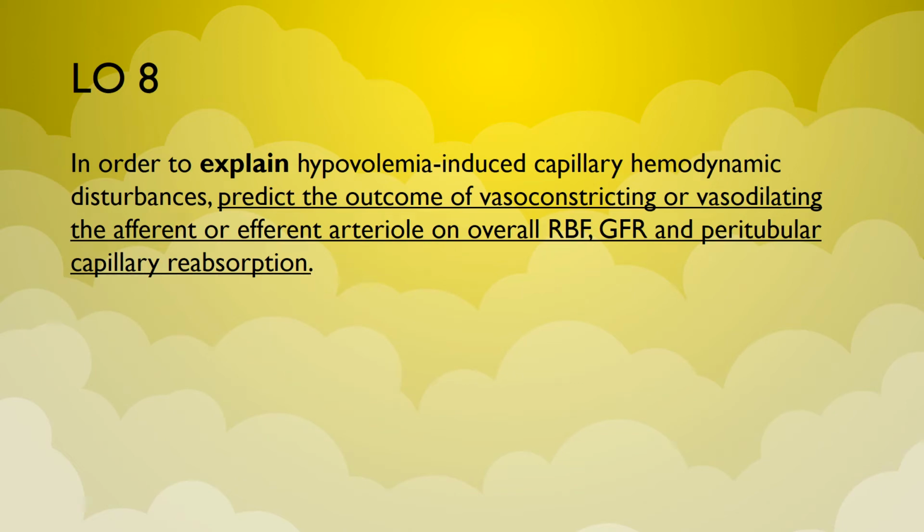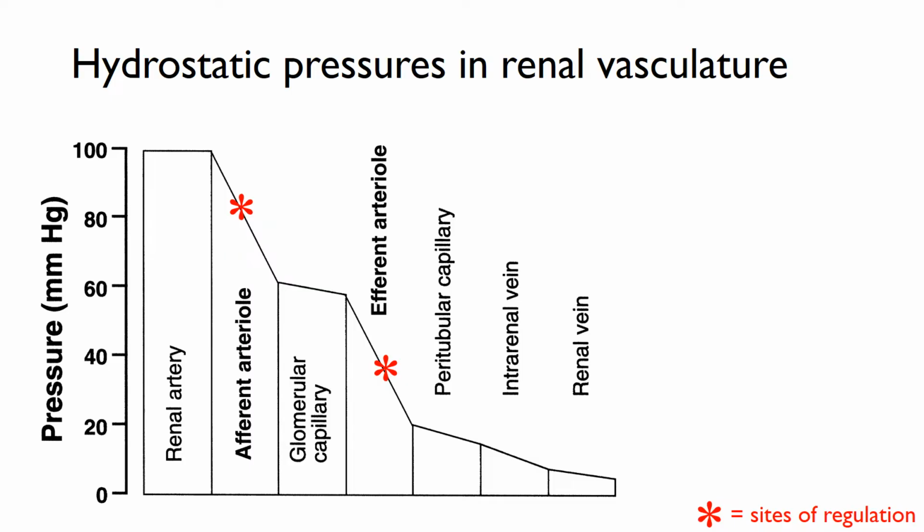Now we've talked about some of these capillary hemodynamic differences, but what about changing the resistance of the afferent and efferent arteriole? What impact does that have on glomerular filtration rate? So let's zoom out and look at the big picture hydrostatic pressure coming into the kidney and then leaving the kidney. Coming into the kidney, you have high hydrostatic pressure in the renal artery, and then it declines quite a bit in the afferent arteriole. That makes sense.